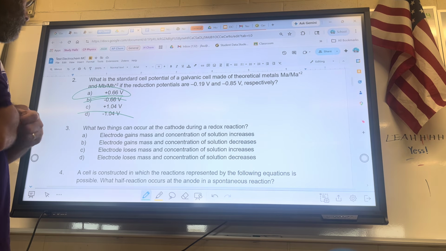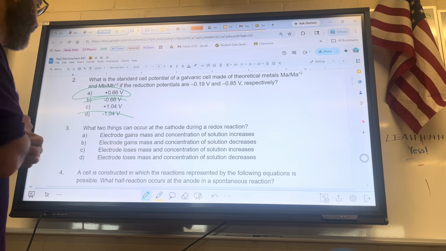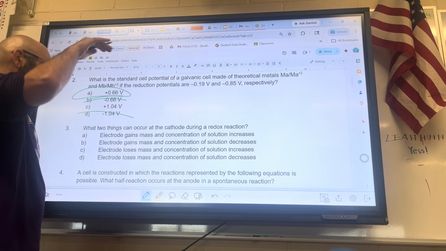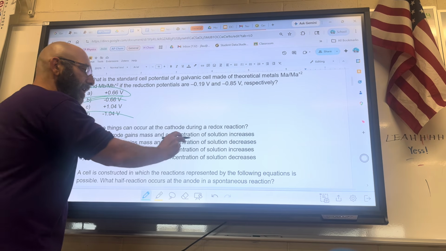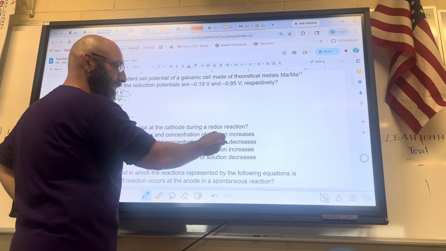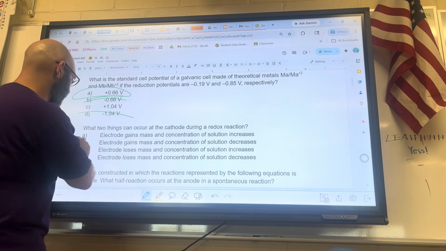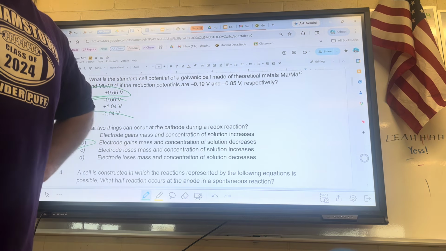A. 3. All right, at a cathode during a redox reaction, the electrons enter. That means the mass goes up, and the electrons, as they enter, they interact with the ions. That causes the mass to go up. So that's B.